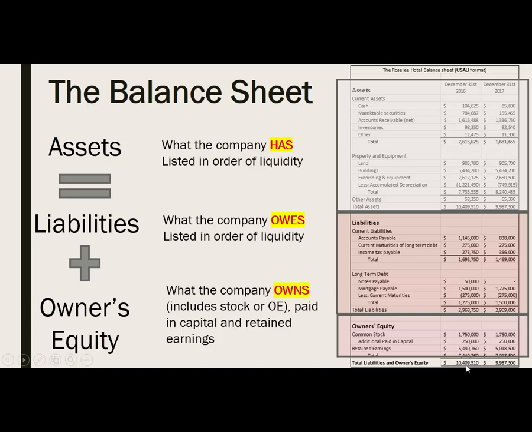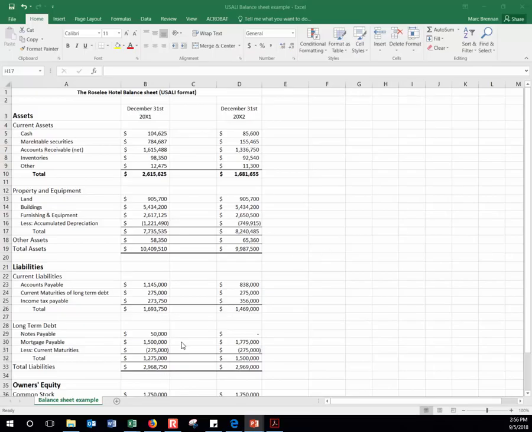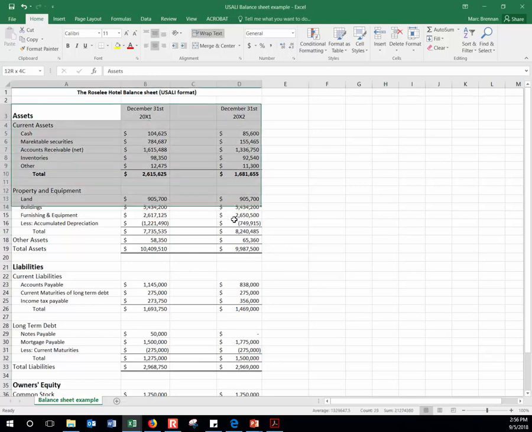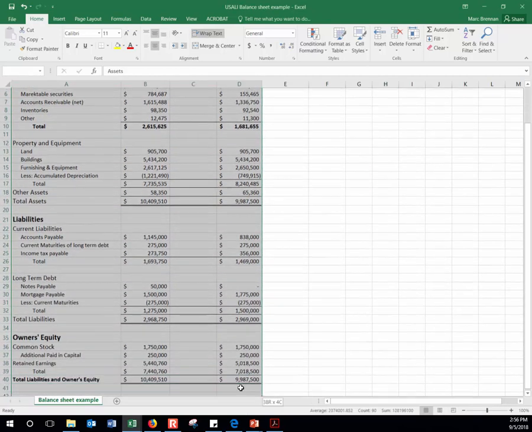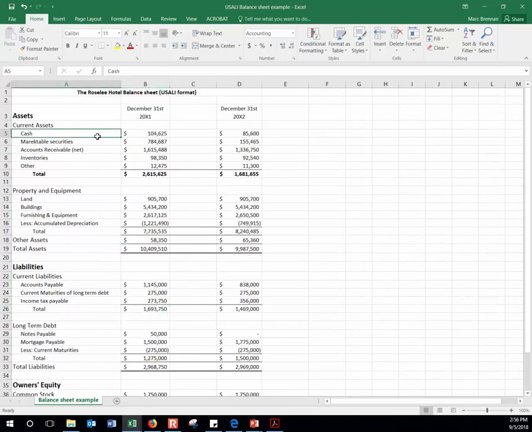Okay, so 10,409,510 should match right here. You can go to your Excel example, and it will show you the exact same thing, where you have it listed in order of liquidity for your current assets. Okay, and look at this example.